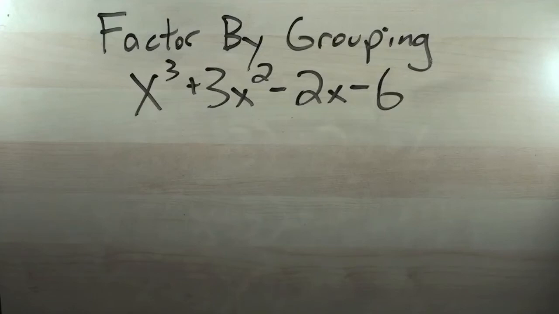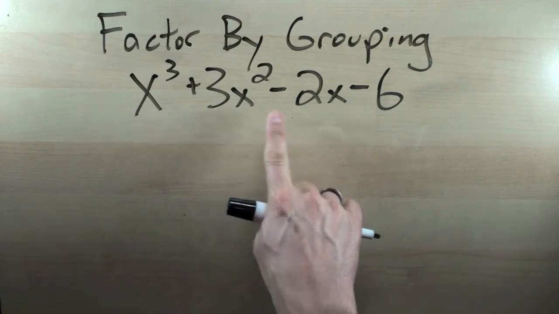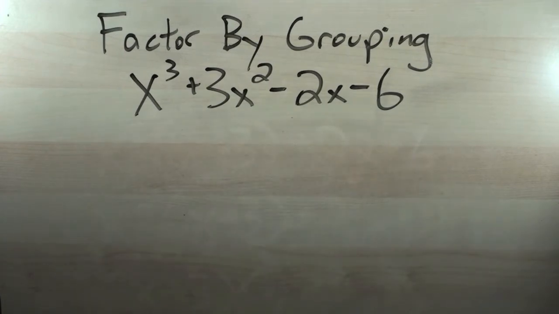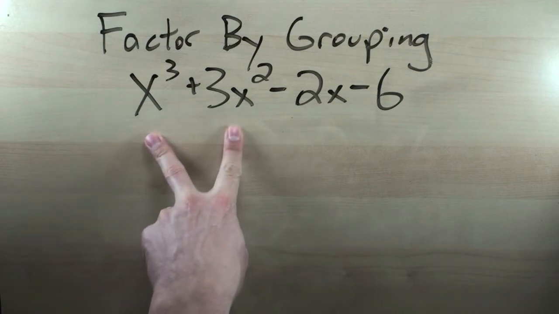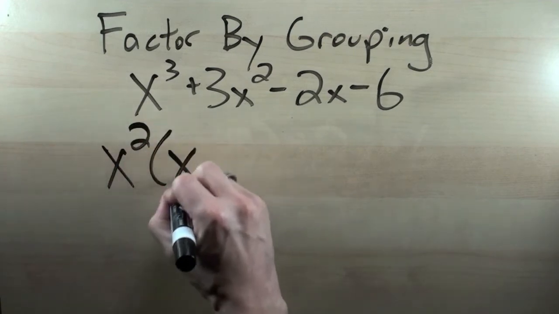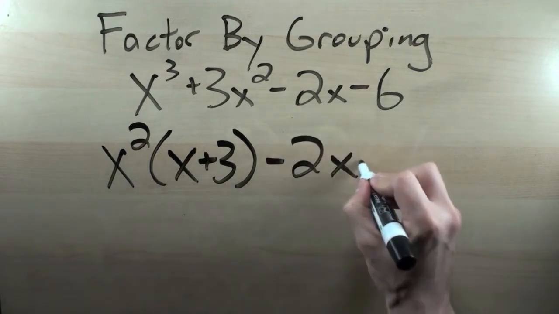Sometimes we have to factor out a -1 with our greatest common factor in order to make our factors match. For instance, x cubed plus 3x squared minus 2x minus 6. So just like before, we factor out the greatest common factor of our first two terms, which is x squared. So we factor that out, getting x squared times x plus 3 just like before, leaving the second two terms the same for now.